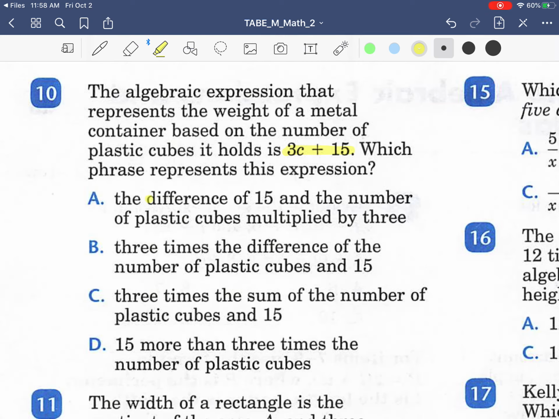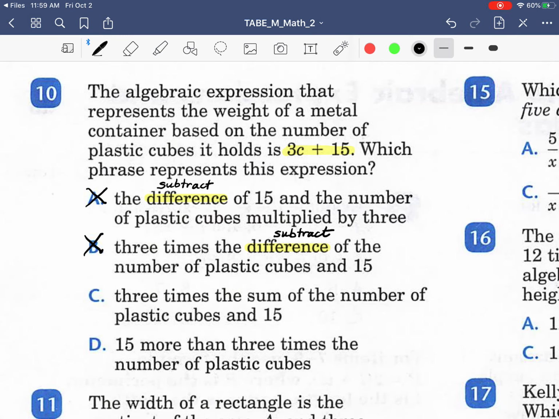So we have the difference of 15 and the number of plastic cubes multiplied by 3. Well, difference means subtract. We are not subtracting in this problem. So this is not what we want. 3 times the difference. Again, at no point in this problem am I subtracting. So that is not the one we want.